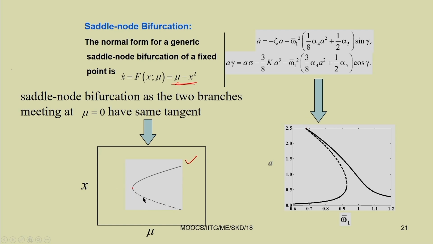If you plot the slope at each point, you can see that at this bifurcation point they have the same tangent. So, in a saddle node bifurcation, the two branches meeting at mu equal to 0 have the same tangent. Here also, taking some other examples, we have a saddle node bifurcation point here, and also one saddle node bifurcation point here.